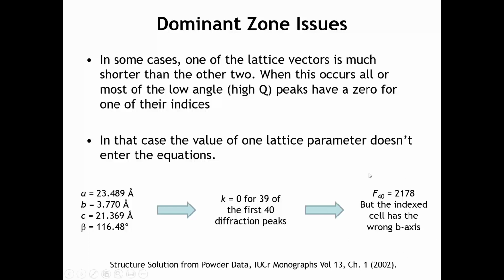And so in the indexing, what the program did is it gave a B lattice parameter that was completely wrong, but despite that, it got the A, the C, and the beta correct. And so the F40 figure of merit was over 2,000. But yet that unit cell was still incorrect.